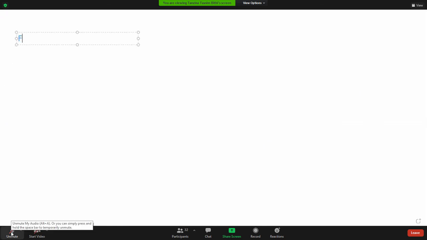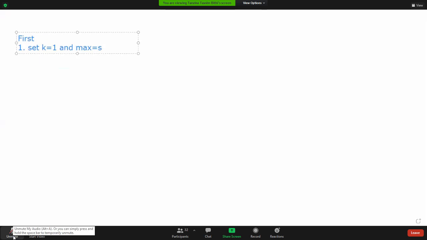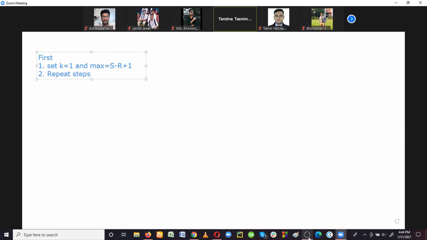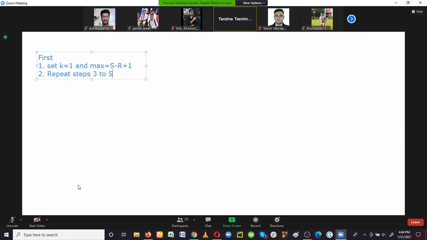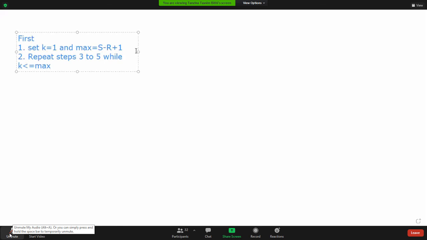So this is the algorithm of the first pattern matching algorithm. Step number 1, set K equals to 1 and maximum equals to S minus R plus 1. Here actually all the variables are in uppercase letters. So S minus R plus 1. And step number 2, repeat steps 3 to 5 while, what is the condition? While K less than equals to maximum. Okay, so that is step number 2.